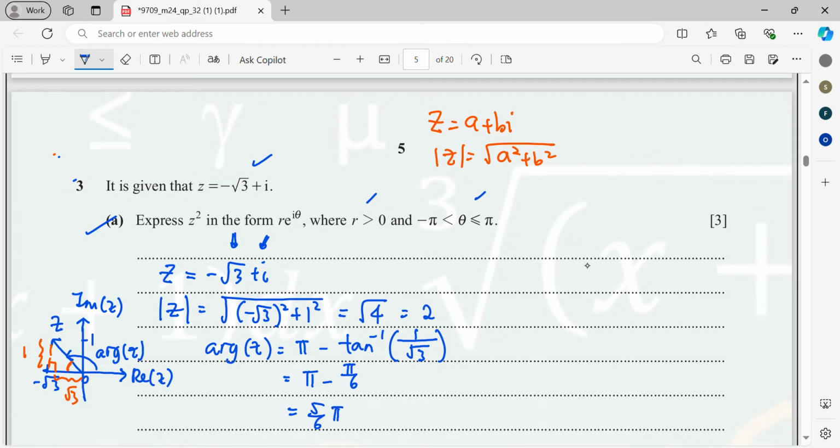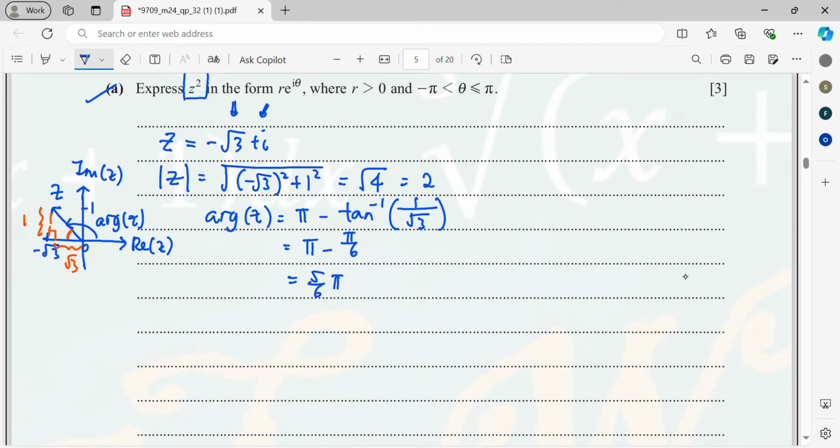Now the question is asking for z squared in the form re^(iθ). So from here, for z squared, that means your r is modulus of z squared, or square of modulus z, which is the same. That means this is going to be 2 squared to get 4. Then the theta in the question, that is argument of z squared, that is also 2 times argument z.